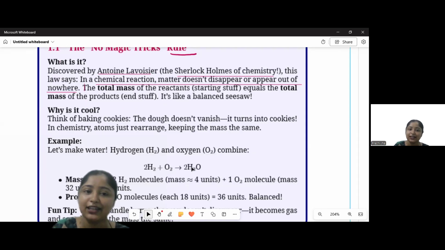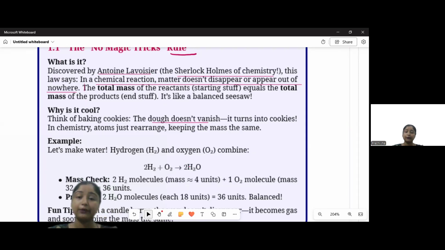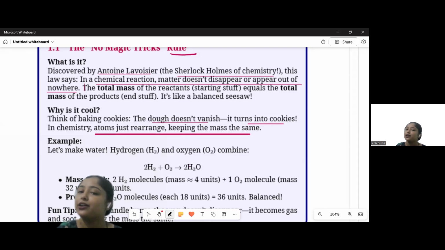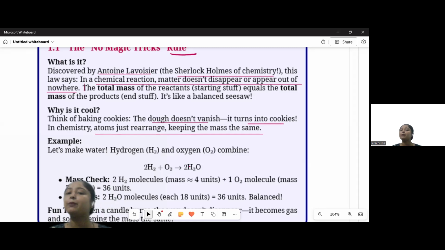Think of baking cookies. The dough doesn't vanish when you prepare the dough, keep it in the baking tray, and then bake it, right? Before baking, it was just dough, but after baking, it turned into cookies. The dough doesn't vanish, right? It turns into the cookies. In chemistry, atoms just rearrange themselves, keeping the mass the same, right?